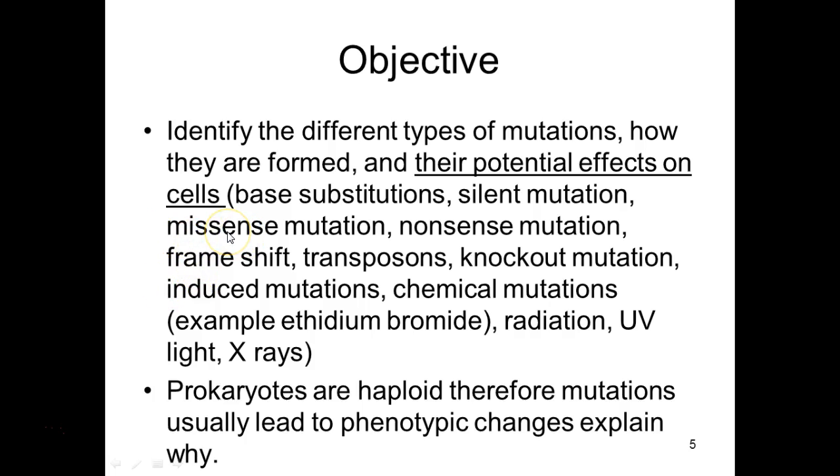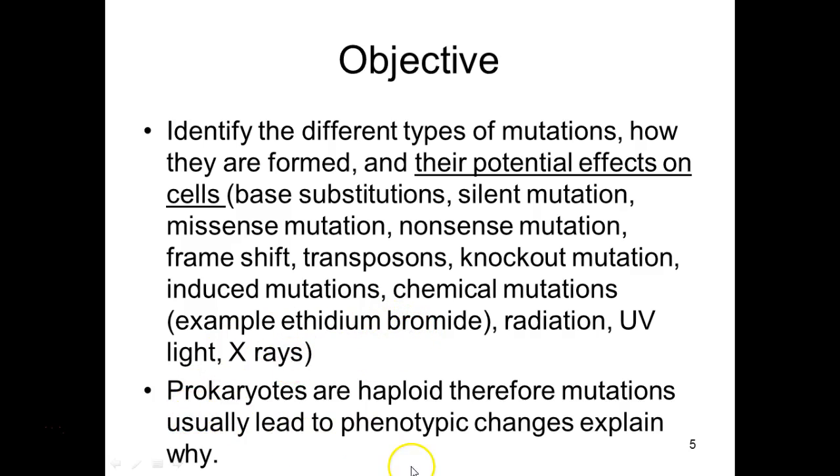Missense is a mistake, right? A different amino acid. We're going to look at frame shifts, transposons, knockout mutations, induced mutations, chemical mutations. One of the examples for chemical mutations, there's a ton of chemicals out there, right, that cause mutations, but we're going to talk about a particular one that's commonly used in scientific experimentation, known as ethidium bromide. We're going to look at the effects of radiation, UV light, and X-rays, which fall under radiation.